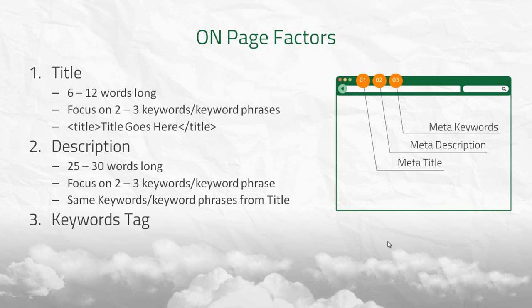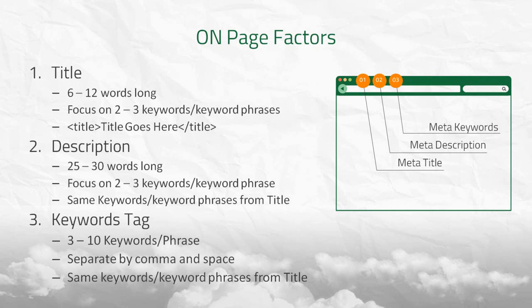Then you have the keywords tag. With the keywords tag, you can fit about 3 to 10 keywords. They are separated by a comma and a space, and you want to make sure that you at least put in the same keyword phrases that you did in the title, just like the description.